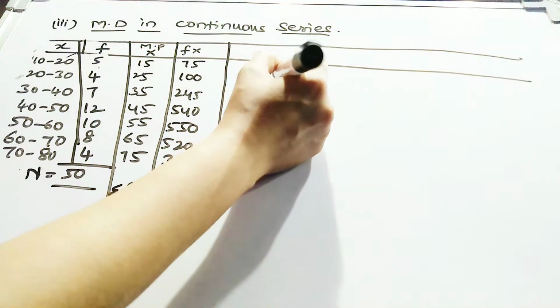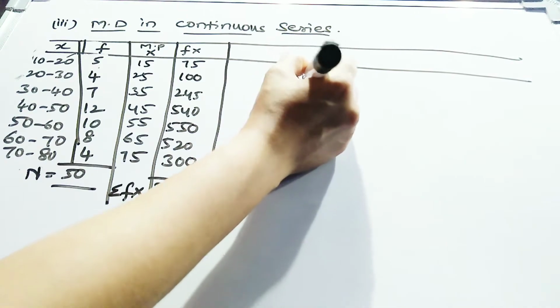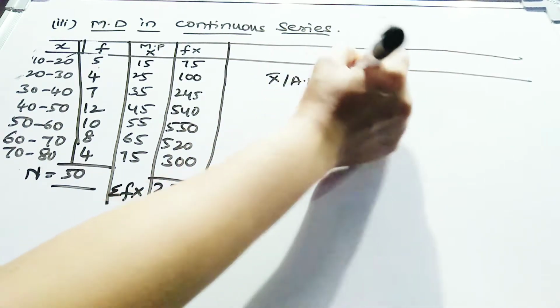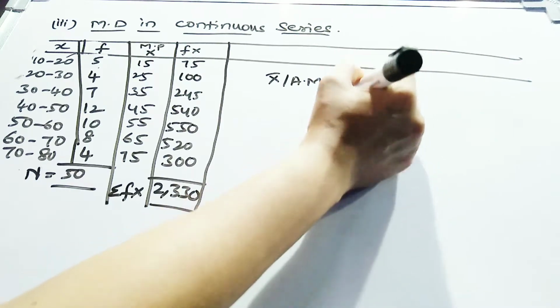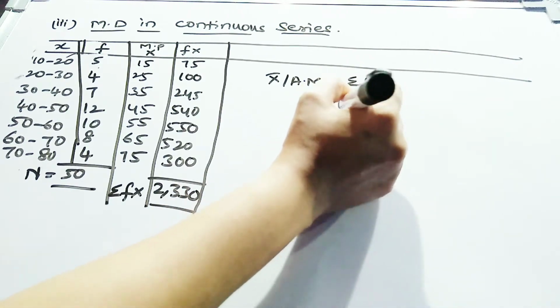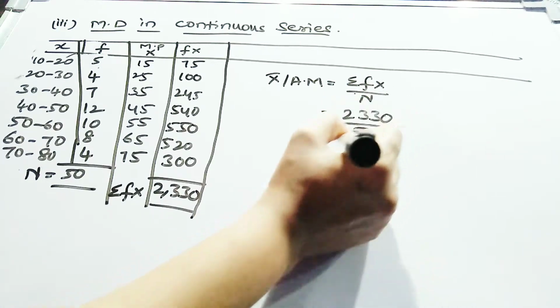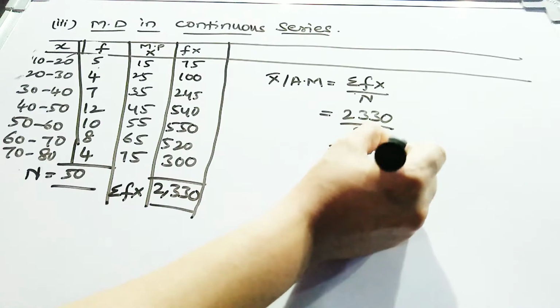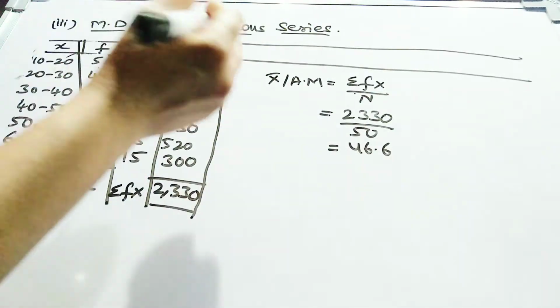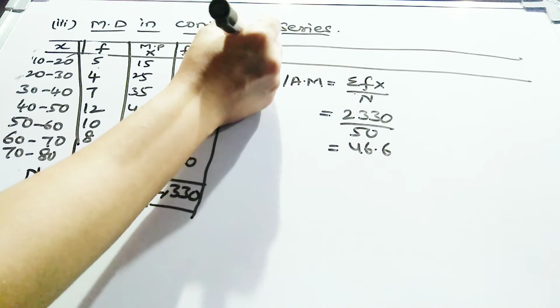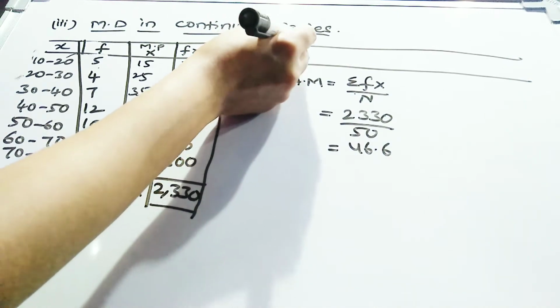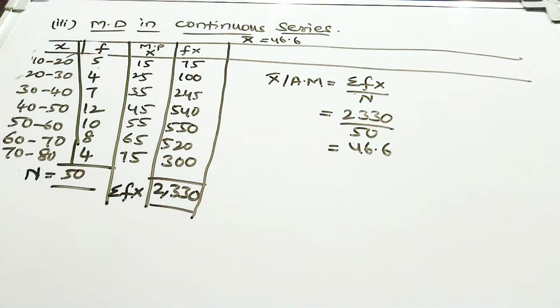After finding fx, you have to find the arithmetic mean, or x bar, in continuous series. What is the formula? Sigma fx by n. Summation fx is 2330 by n, which is 50. You will get 46.6. So x bar is 46.6.